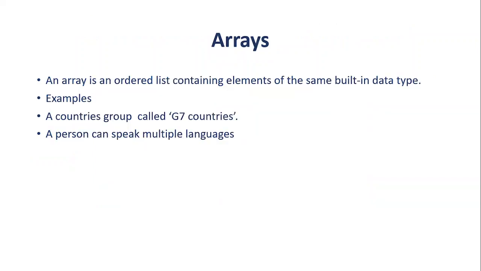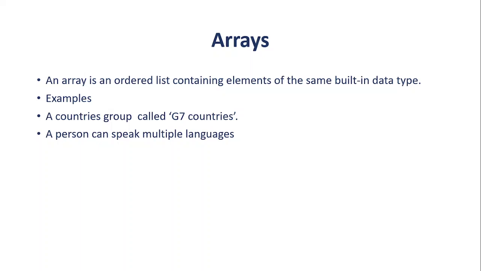An array, if you have any programming understanding, you must have heard this word, array data structure, a lot of times. So it's nothing different here. It's an ordered list containing elements of the same built-in data type. In SQL, it could be an array of integers, or an array of floats or strings, those kinds of things. If you're coming from the Java world, you can have an array of arrays, but in BigQuery we can't have an array of an array.